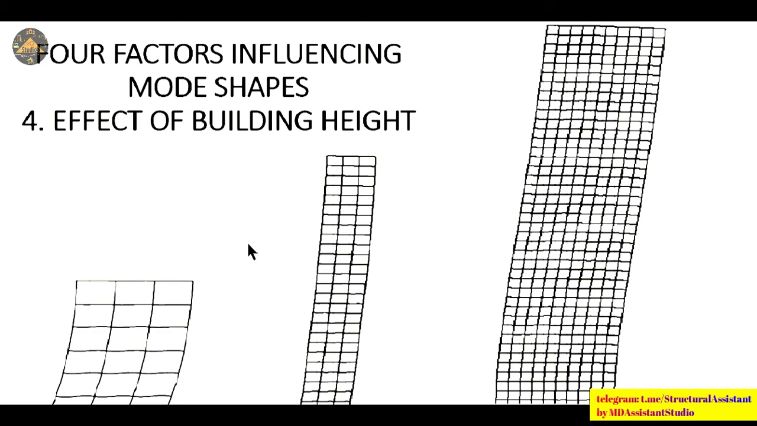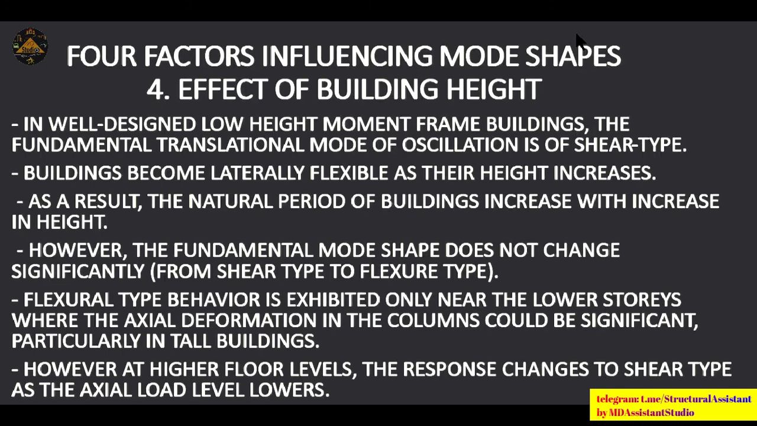And the fourth is the effect of building height. So here you can see that a 5-story building is behaving like this, a 25-story building is behaving like this, and a 40-story building is somewhat behaving like a curve. So in well-designed low height moment frame buildings, the fundamental translation mode of oscillation is of shear type. Buildings become laterally flexible as their height increases, so the natural period of the building increases with increase in height.